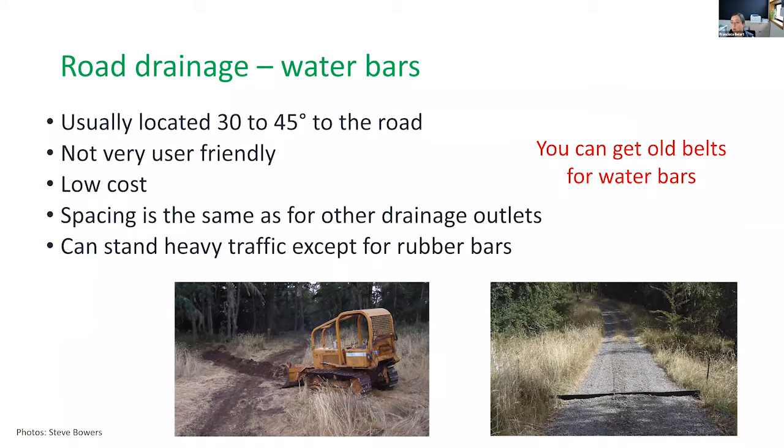Other ones are water bars. These are usually located at an angle to the road between 30 to 45 degrees. Sometimes they're not very user-friendly, especially the ones that are just built right onto the road. Of course, they're low cost. The spacing in between them is the same as for many of the other drainage outlets. And sometimes what you can do is use old belts for water bars, and that's a very economical option, unless there's very heavy traffic, in which it might not work very well.